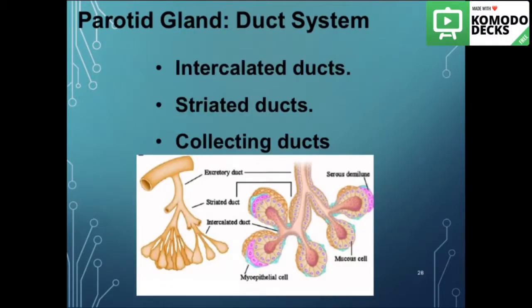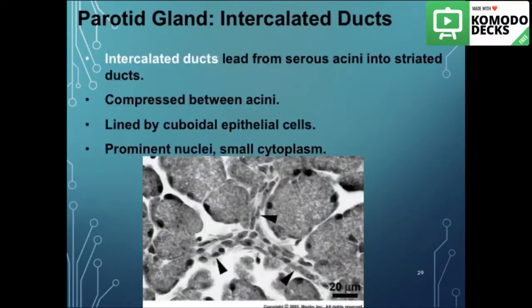Now moving to the duct system, we have the intercalated, which is compressed in between the lobules, striated, which have the thin elongated stria, and the main collecting ducts. The smallest duct is the intercalated. They lead from the serous acini to the striated larger ducts. They are compressed, as we see by the arrows in the picture, in between the acini.